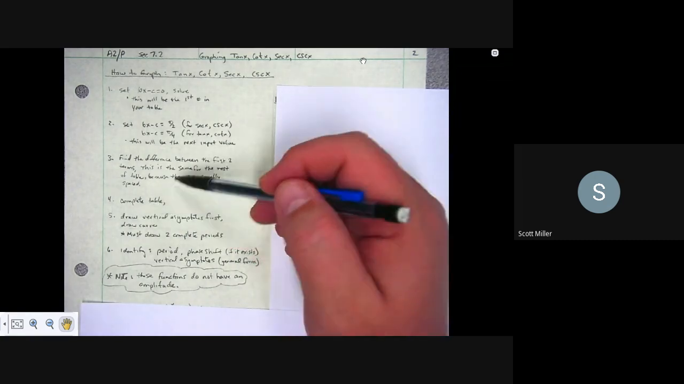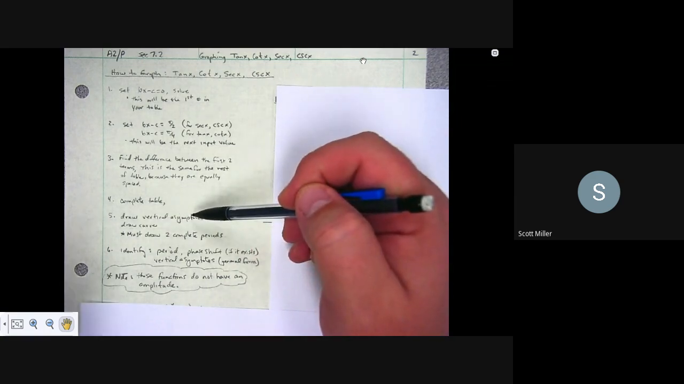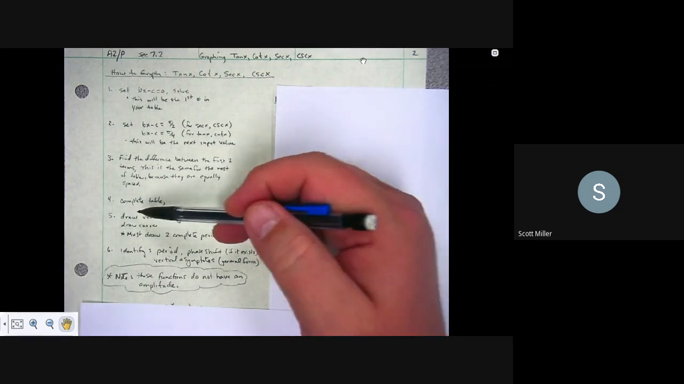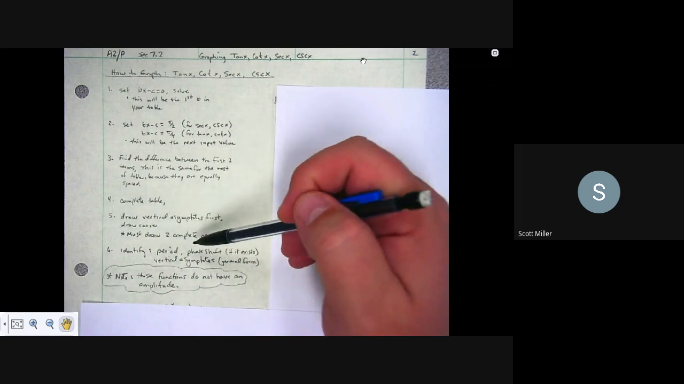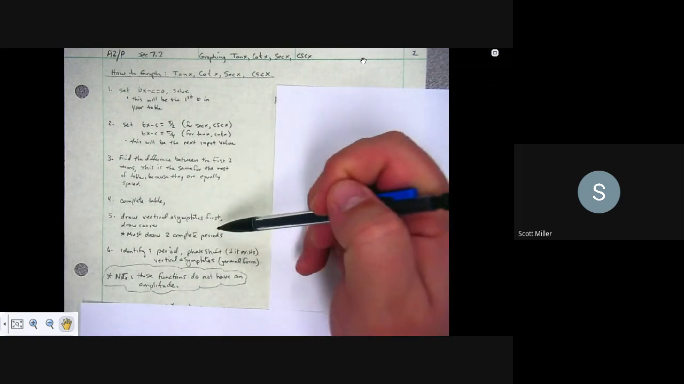We're going to draw from the table, you'll have undefined. So draw the vertical asymptotes in your graph first, and then draw the curves in between. You have to draw at least 2 complete periods.